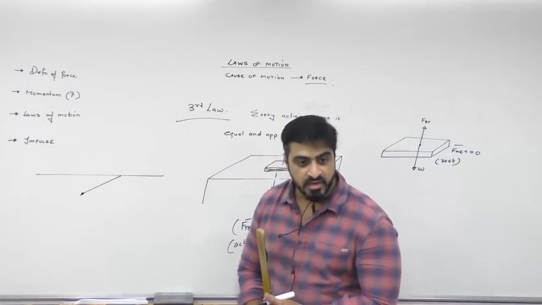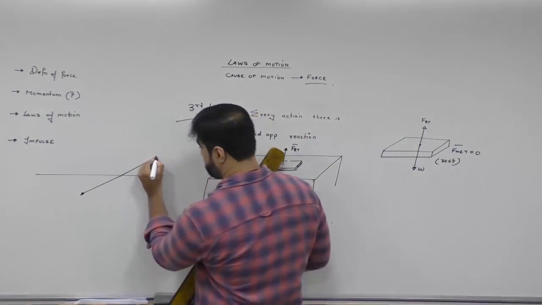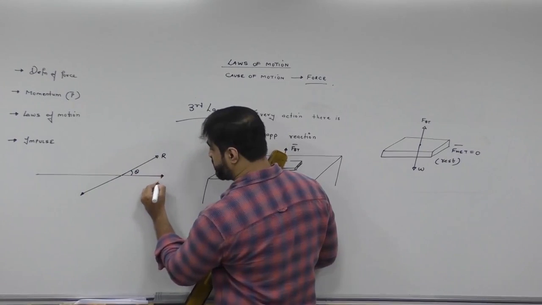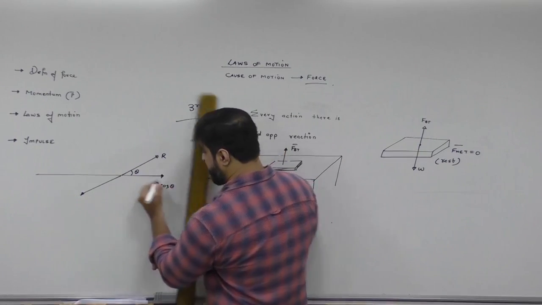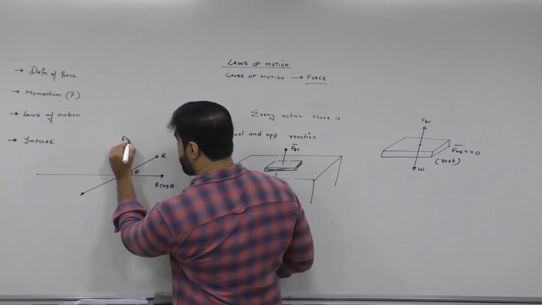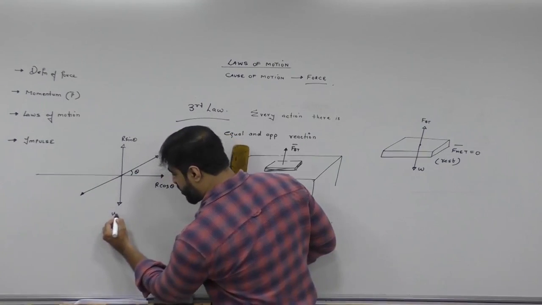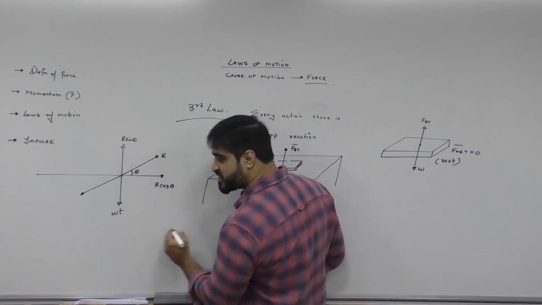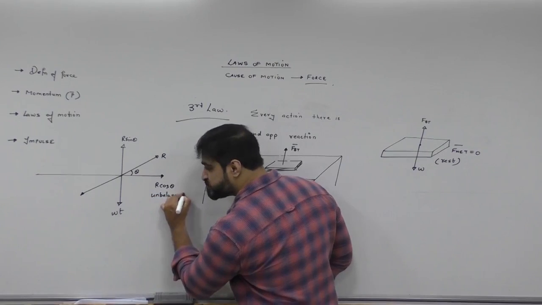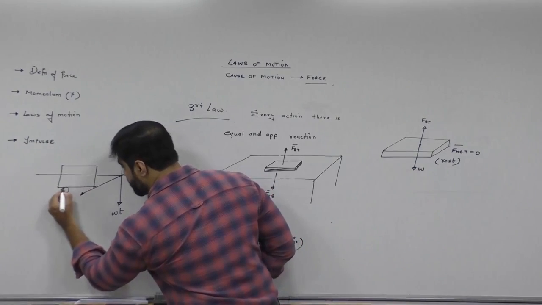The reactionary force by the ground will be this way, beta. Can I say let this make an angle theta? Can I say this component will become R cos theta and this component will become R sin theta? Perfect. Can I say R sin theta is balancing the weight of the horse and R cos theta is unbalanced, which is responsible to push the cart or pull the cart forward.